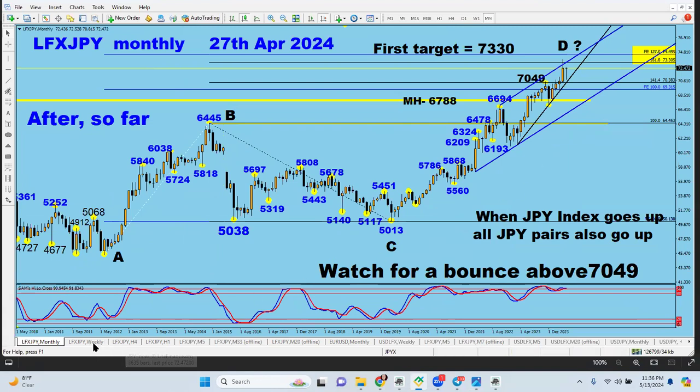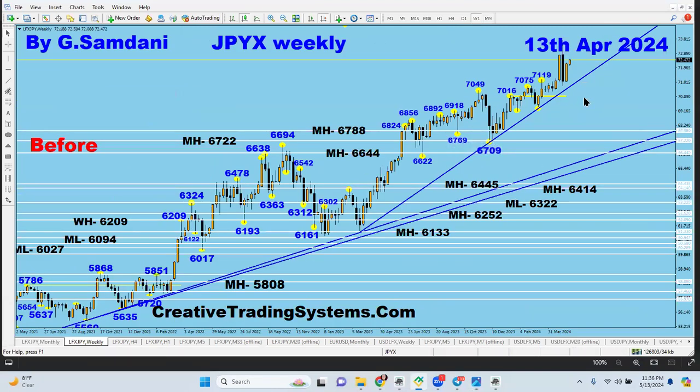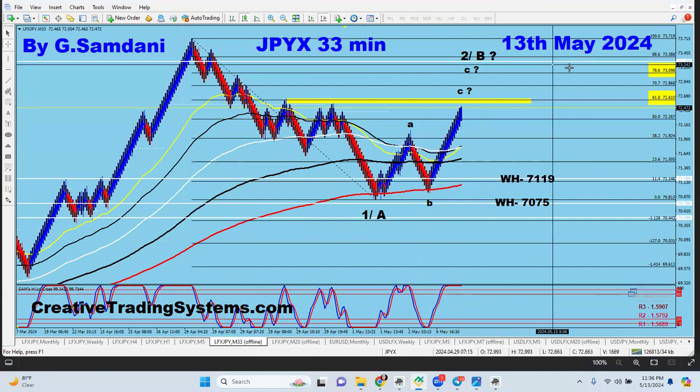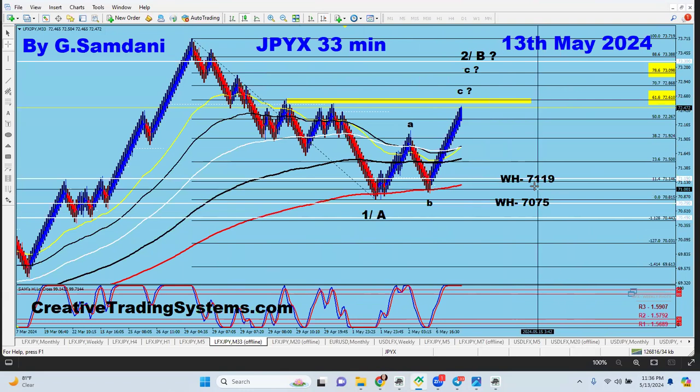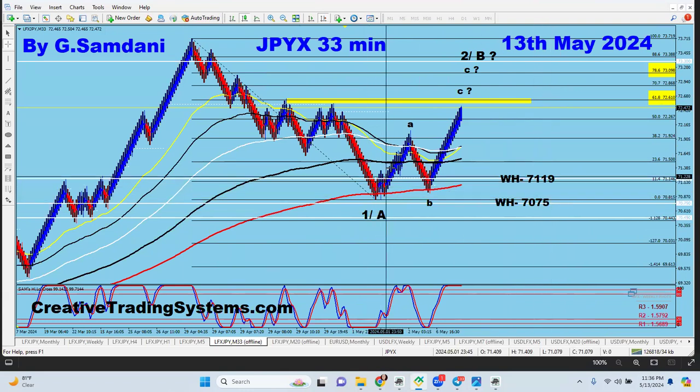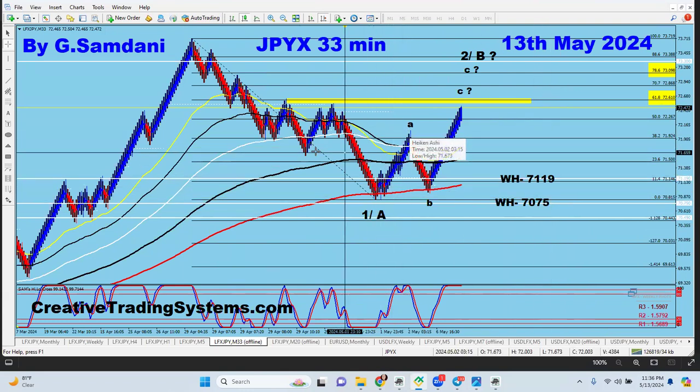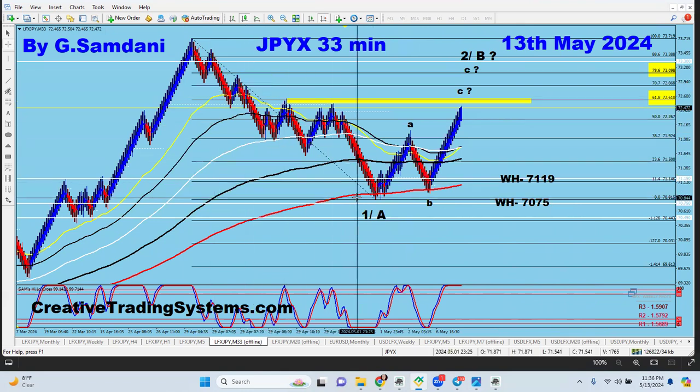Now, before that, look at the weekly chart. Before that, there were a couple of numbers here: 70.75 and 71.19. This is a chart I made on the 13th of April, and this is where it came back down. Now look at the 33-minute chart. It hit this line here. This white line is 73.30, the monthly target. Then it came back to 70.75 and 71.19, and then it started to go up again. It came down because of the intervention.